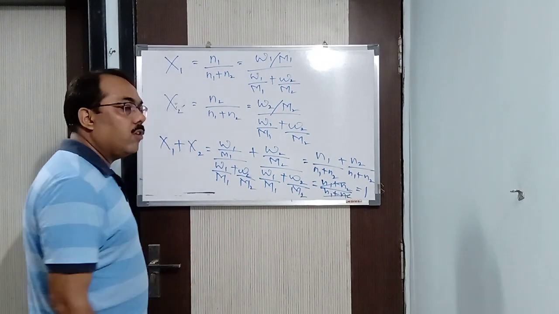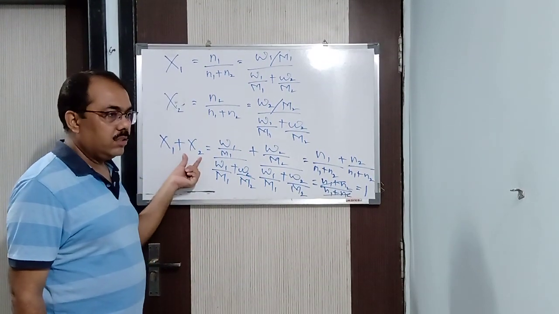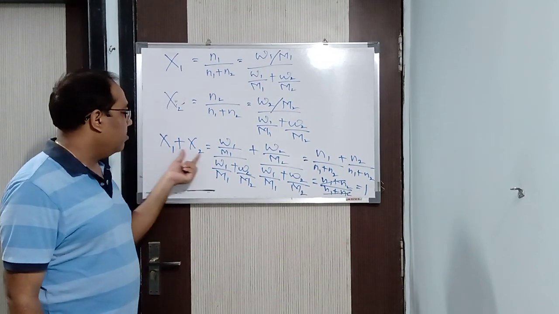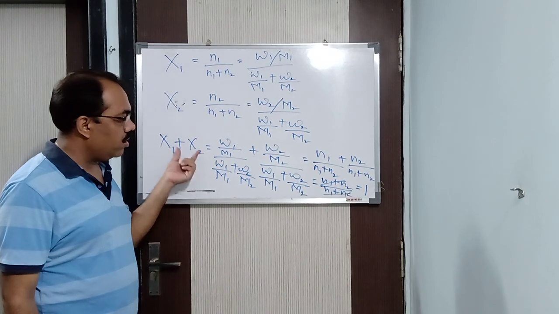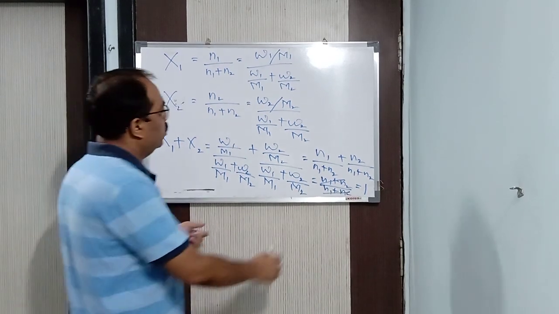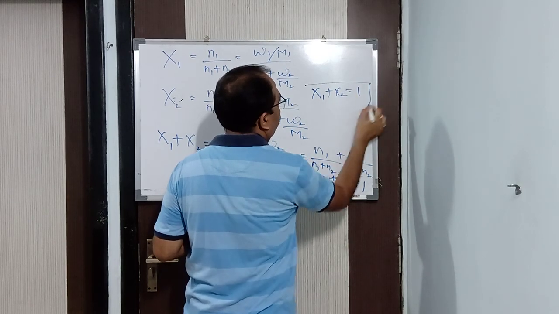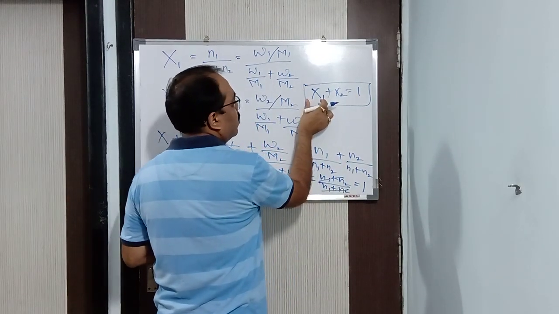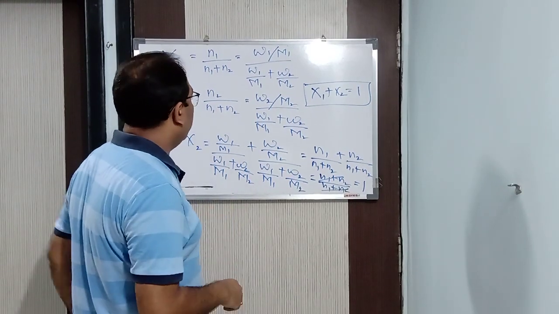It's a very important formula. Why? Because if you know one, you can find the other one. Suppose you know x1 and you want to find x2, x2 will be 1 minus x1. So this formula, x1 plus x2 is equal to 1, is a very important formula. Mole fraction of solute plus mole fraction of solvent is equal to 1. You got it. Very, very important.